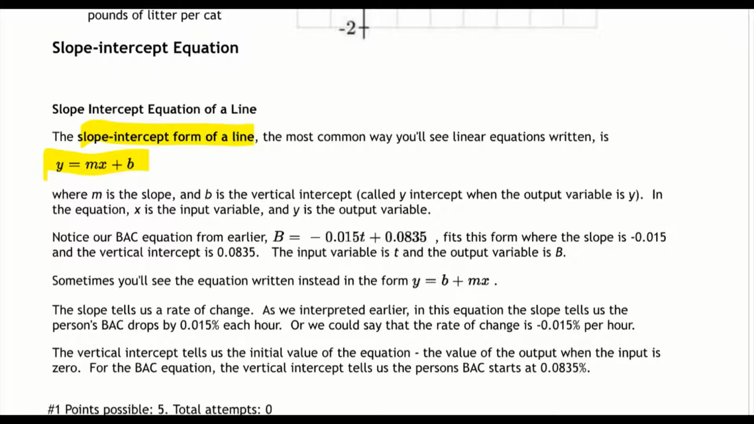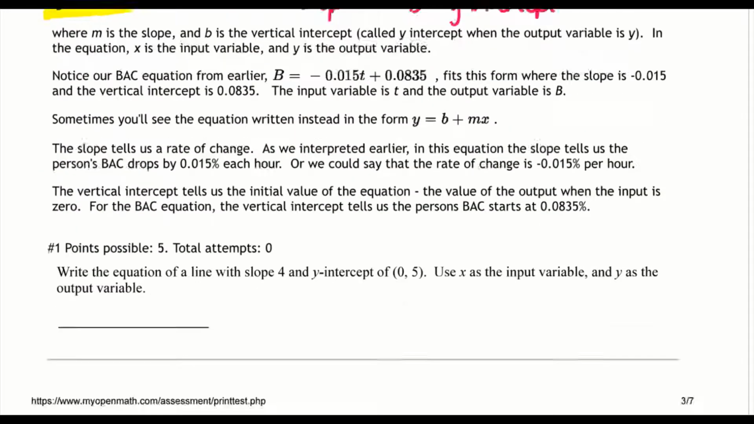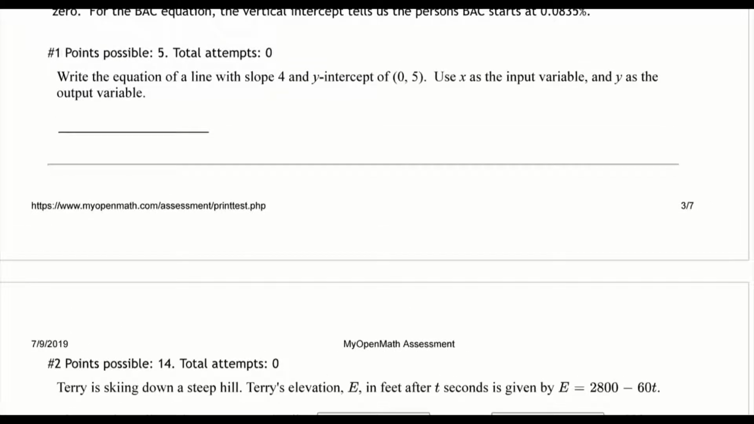So the slope-intercept form of a line, y equals mx plus b, where m is the slope and b is the y-intercept. So let's look at the first one. Write an equation of a line with slope 4 and intercept of 5. So that means we're going to plug in 4 for m and 5 for b. So y equals 4x plus 5.